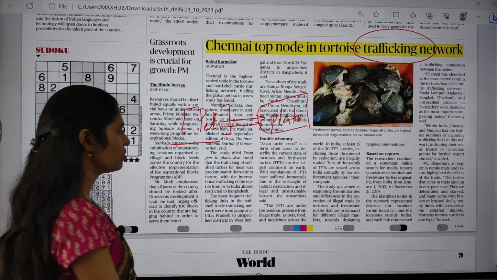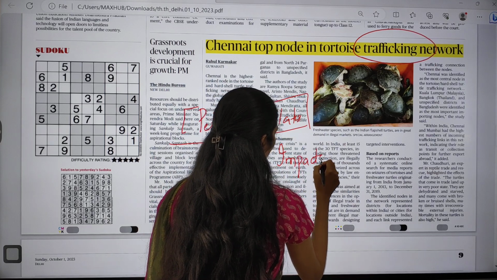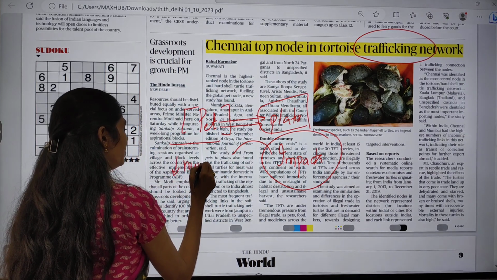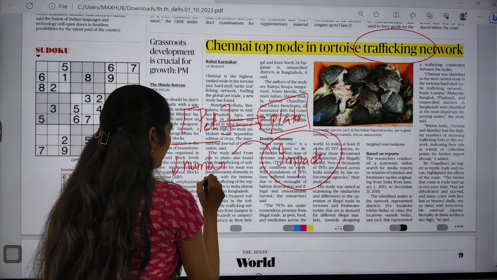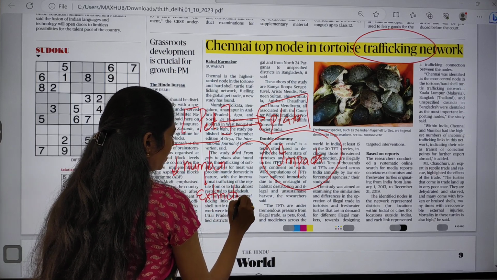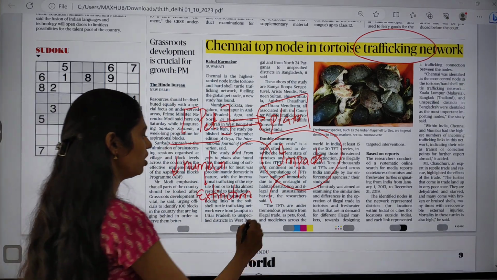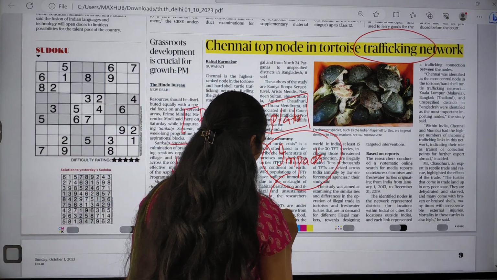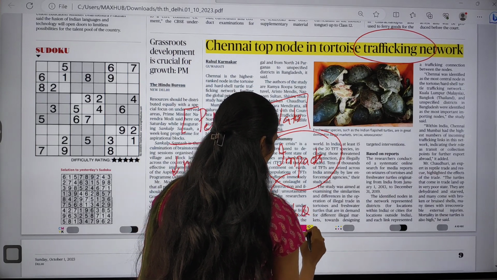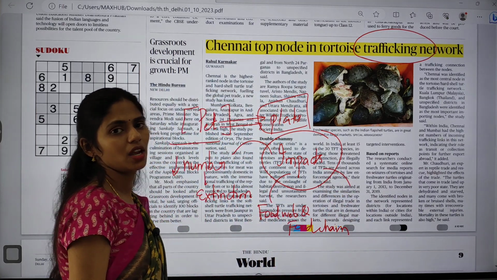Okay, so here you have to see what will be the impacts of this trafficking. The first one is that the number of these animals will decrease, and that will lead to extinction of these animals. This is the first important impact. Because of this, it will have an impact on the food web as well as food chains. So on these food chains and food web, there is a negative impact.